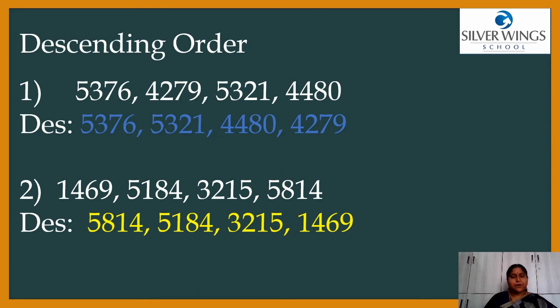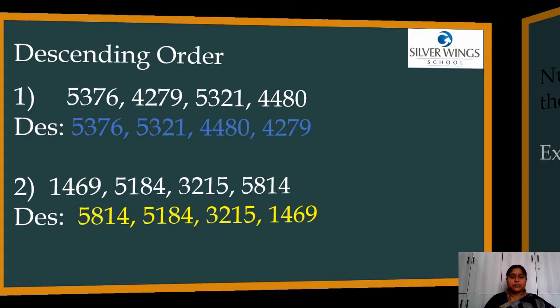Here also you should follow the same rules. First of all, same number of digits or not. If the same number of digits, you should see the first digit from your extreme left. If that is equal, go to the next higher place. That also equal, next go to the tens place. That also equal, go to the ones place. And once again I will say, ascending means small to big. Descending means big to small.